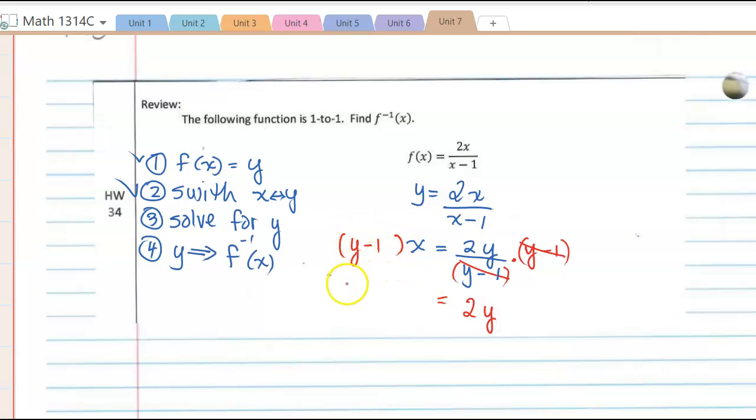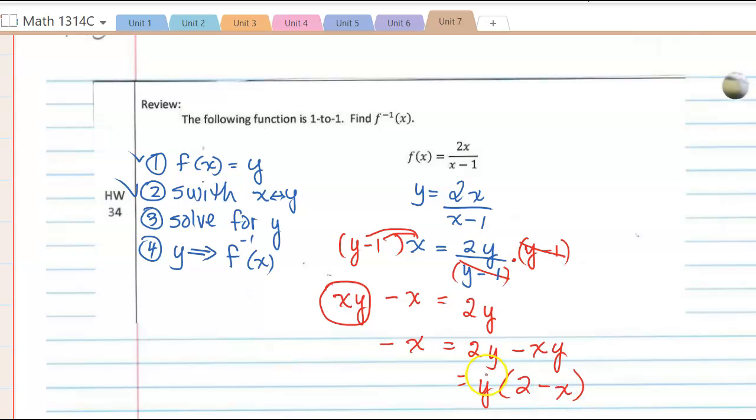Over here, I'm going to do the distributive property and get xy minus x. So I multiplied and got xy, and I multiplied and I got x. So notice, we're solving for y, and we have y on two sides. So I am going to take this and put it to the other side. So I'm going to have negative x equals 2y minus xy. Since both of these have a y, I'm going to GCF the y out.